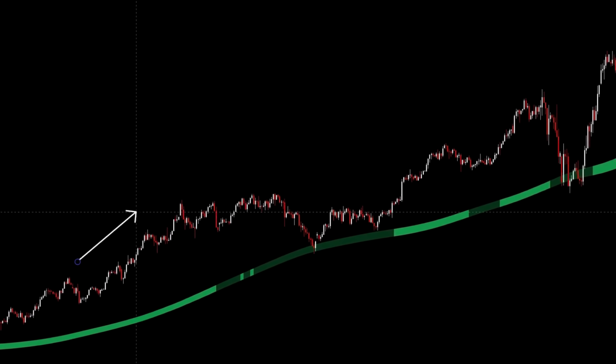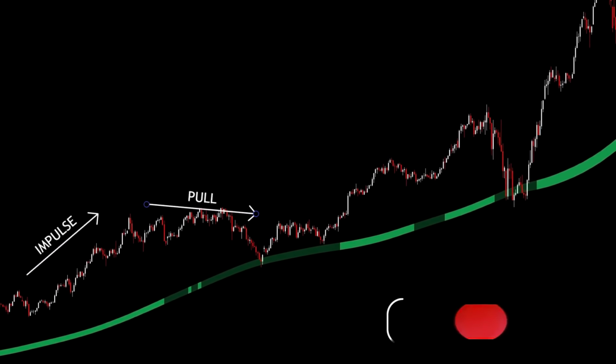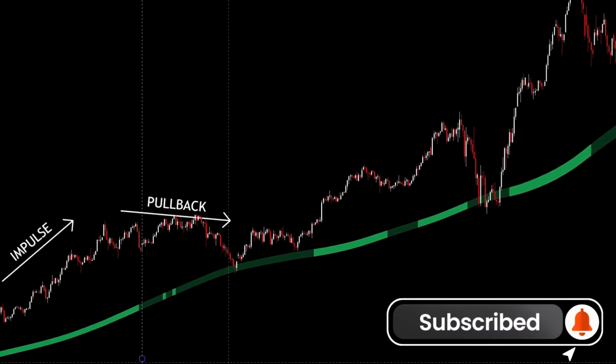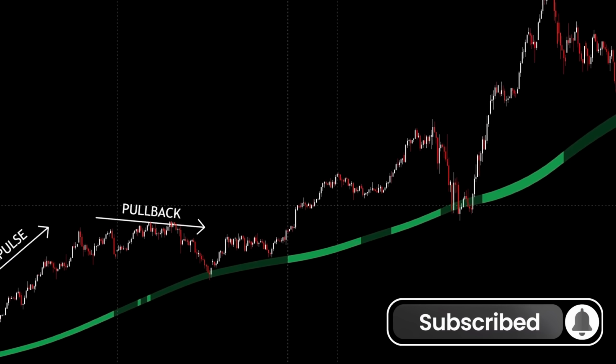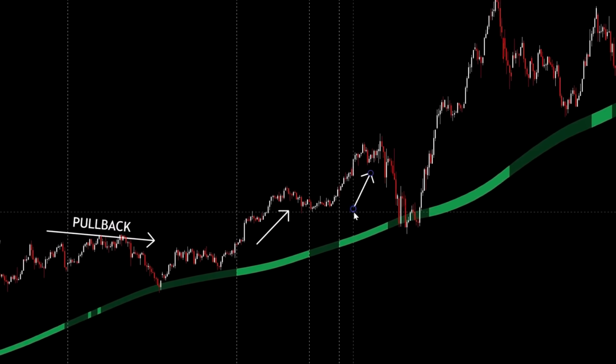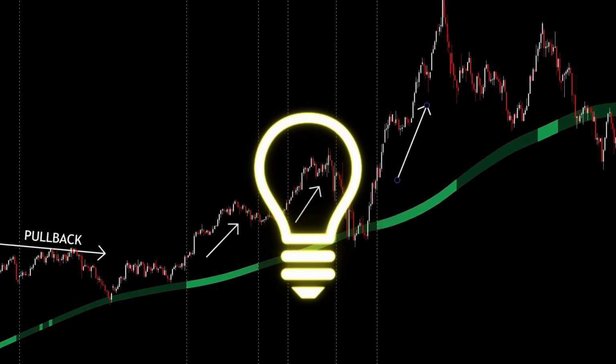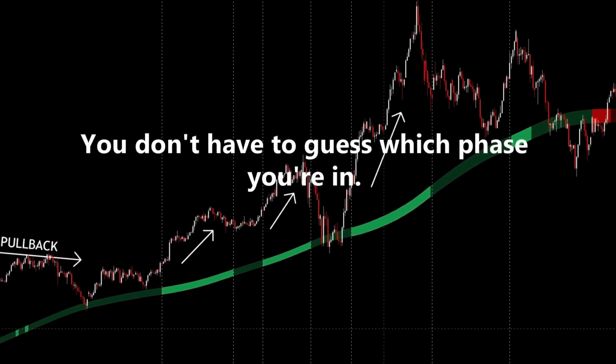Here's something I wish somebody told me way earlier. Price never just goes straight up or straight down. It moves in waves. You get a strong push, that's called an impulse. Then it takes a breather, pulls back a bit, and then pushes again: impulse, pullback, impulse, pullback. That's literally all a trend is. And this is the part that actually changed how I trade. You don't have to guess which phase you're in.